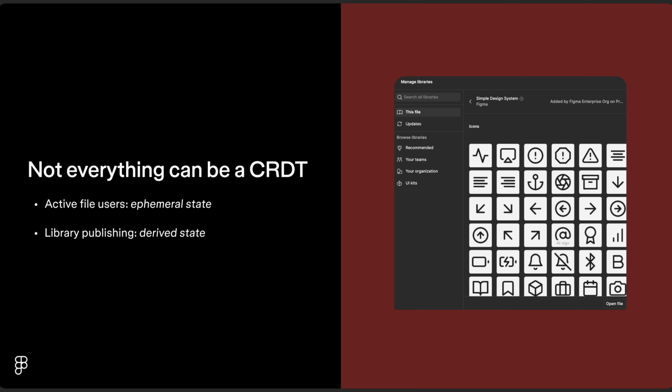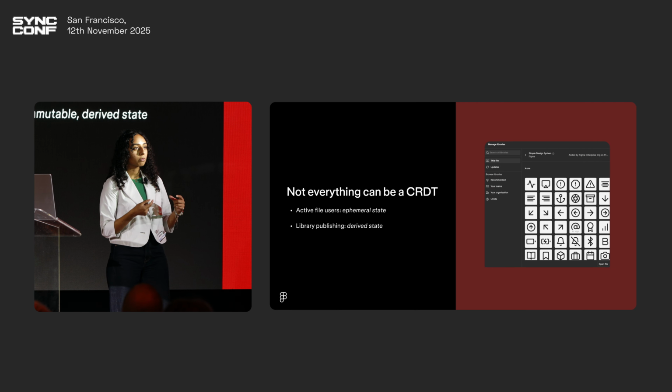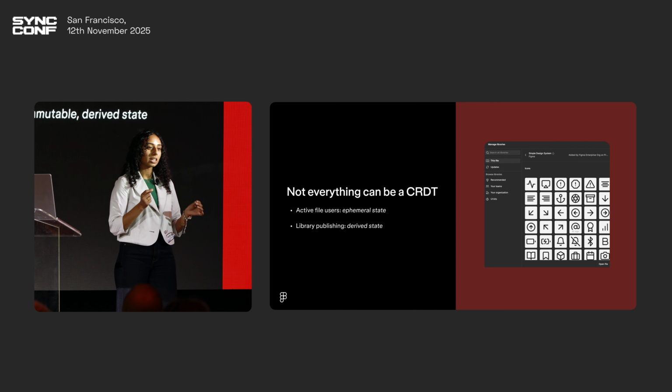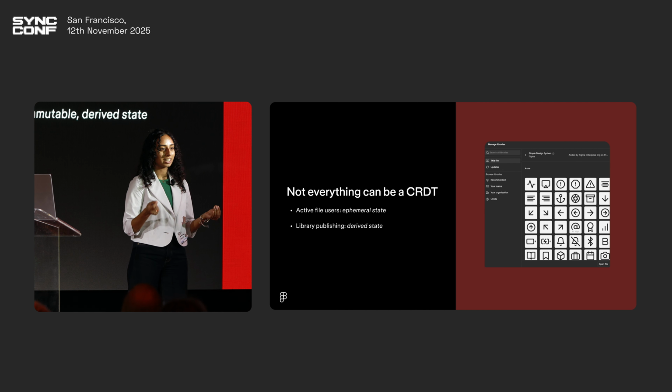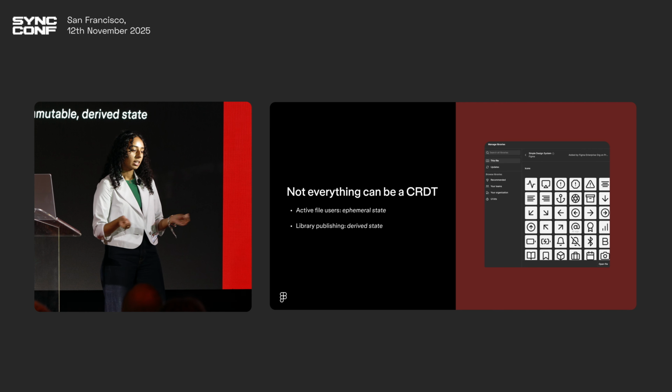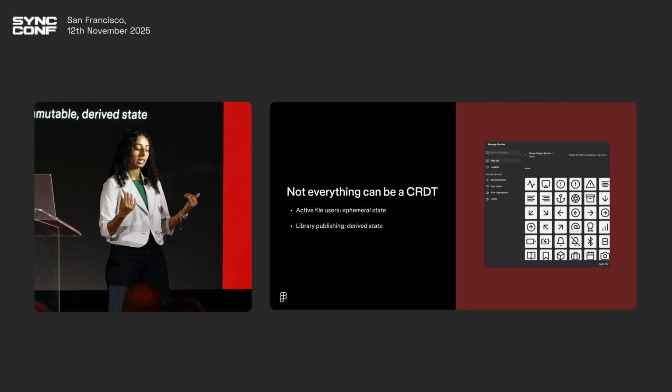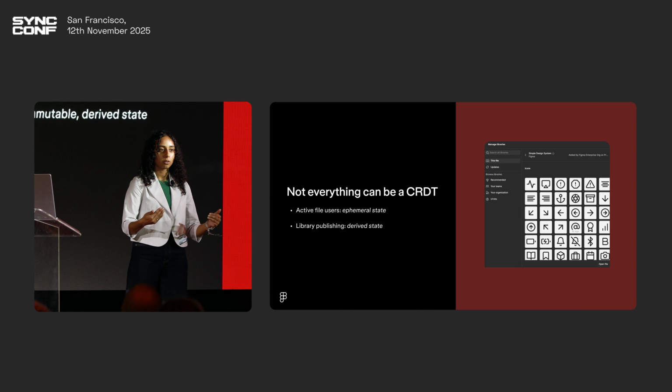There is also library publishing, which I mentioned. So when a designer, for example, makes a button in a library file that's then pushed out to other files, you don't really want them to be editing that button in the library and everyone who's using it to see that data being updated in real time. Instead, we want the designer to be able to say, I'm publishing the button now, and then all the other files pull in that snapshot. So this is immutable derived state from the file document.